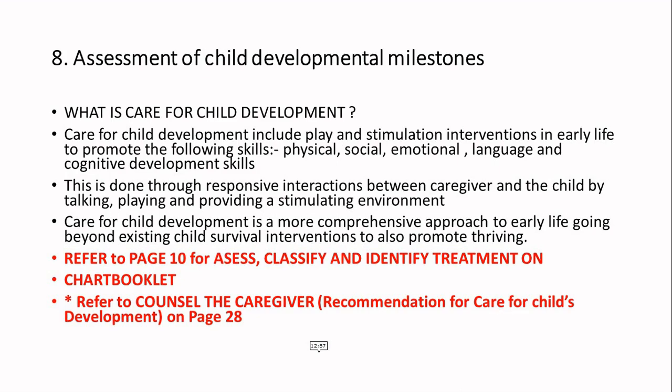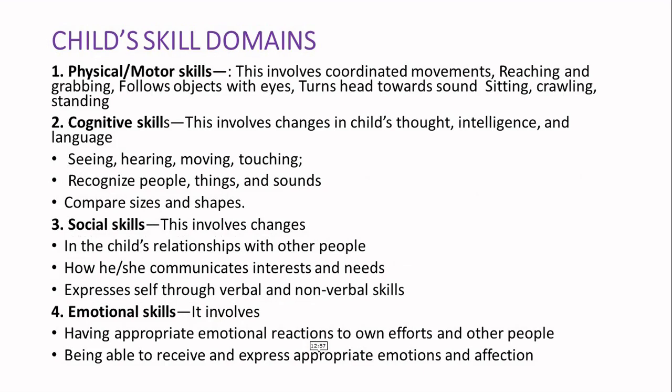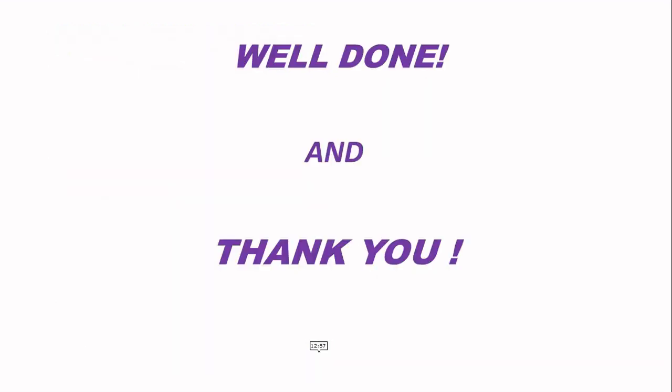Child skill domains. 1. Physical/motor skills. This involves coordinated movements, reaching and grabbing, follows objects with eyes, turns head towards sound, sitting, crawling, standing. 2. Cognitive skills. This involves changes in child's thought, intelligence, and language. Seeing, hearing, moving, touching. Recognize people, things, and sounds. Compare sizes and shapes.